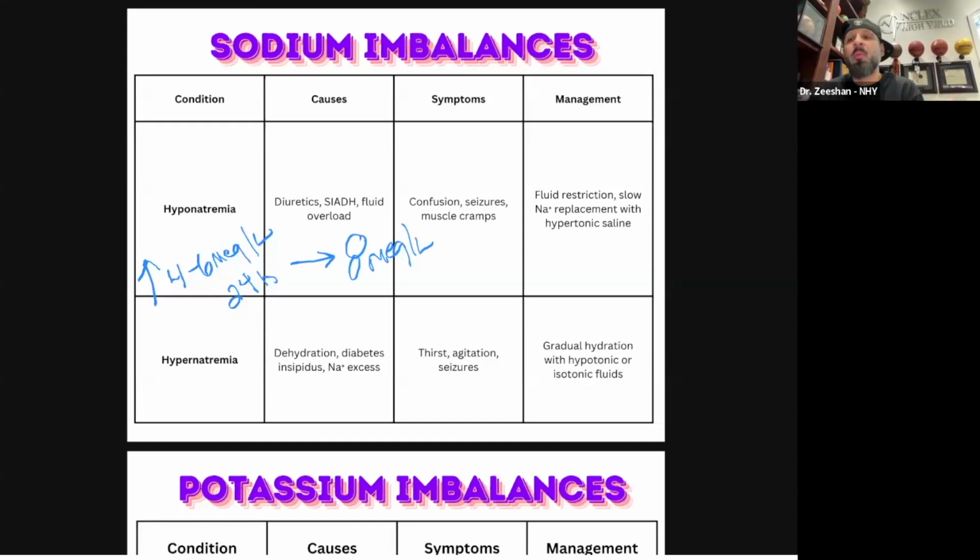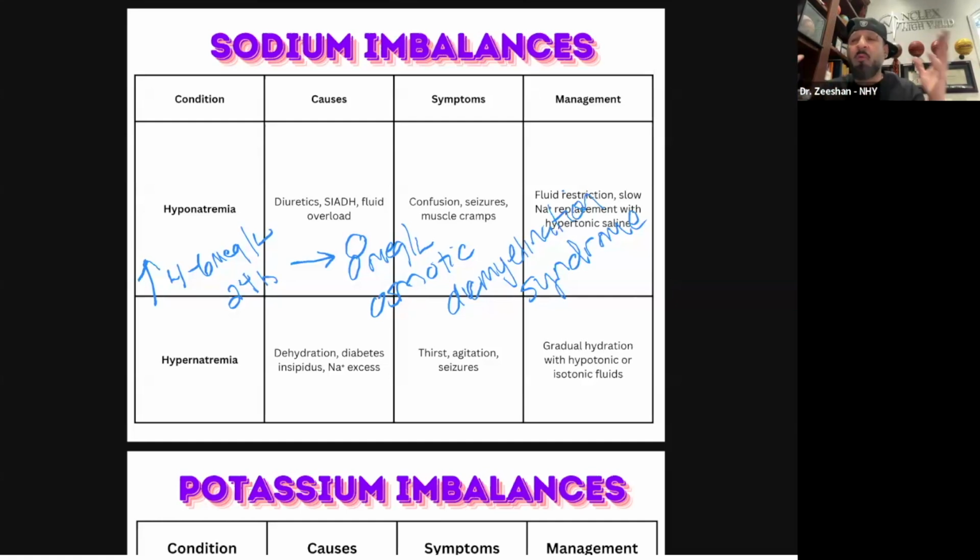Why? We can develop what's called, there's multiple terms, I'm going to use one of them, osmotic demyelination syndrome, or CPM. I'll take that as well too: central pontine myelinosis, or I'll take another term, locked-in syndrome. Osmotic demyelination syndrome, central pontine myelinosis, or locked-in syndrome. I'll take any three of those as a side effect of overcorrecting sodium too fast.